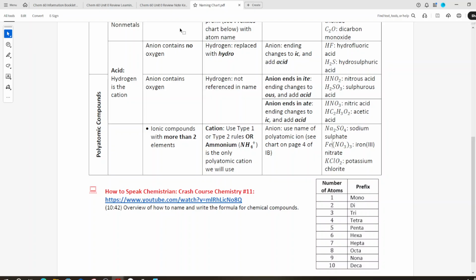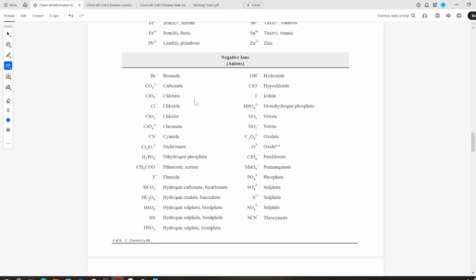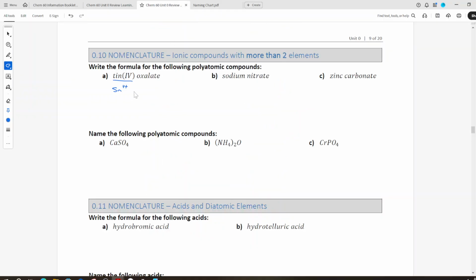So let's try some. Tin 4 oxalate. Because it's tin 4, we know that it's a type 2. So we're going to put Sn4+. And then we're going to go to page 4 of our information booklet and look up oxalate. There it is down here. So oxalate is C2O4 with a -2 charge. Doesn't look much like a 4, does it?